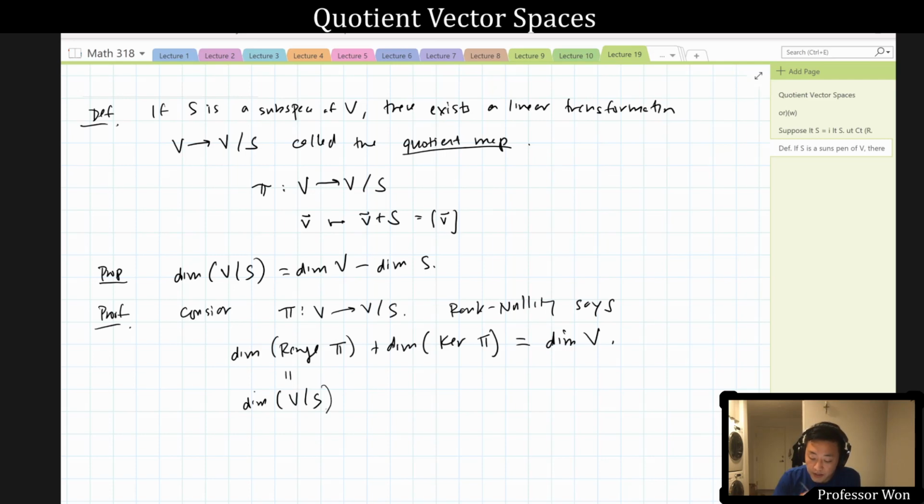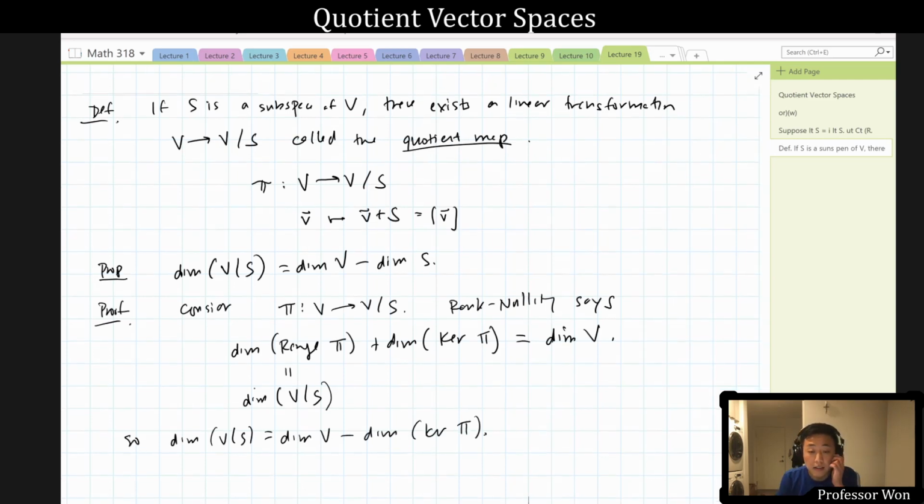So then it just becomes an issue of what is the kernel. So the dimension of V mod S will equal the dimension of V minus the dimension of the kernel of pi. And so we need to understand what is the kernel of pi. If the kernel of pi is S, then we're done. That should be our guess, right? So is this S?